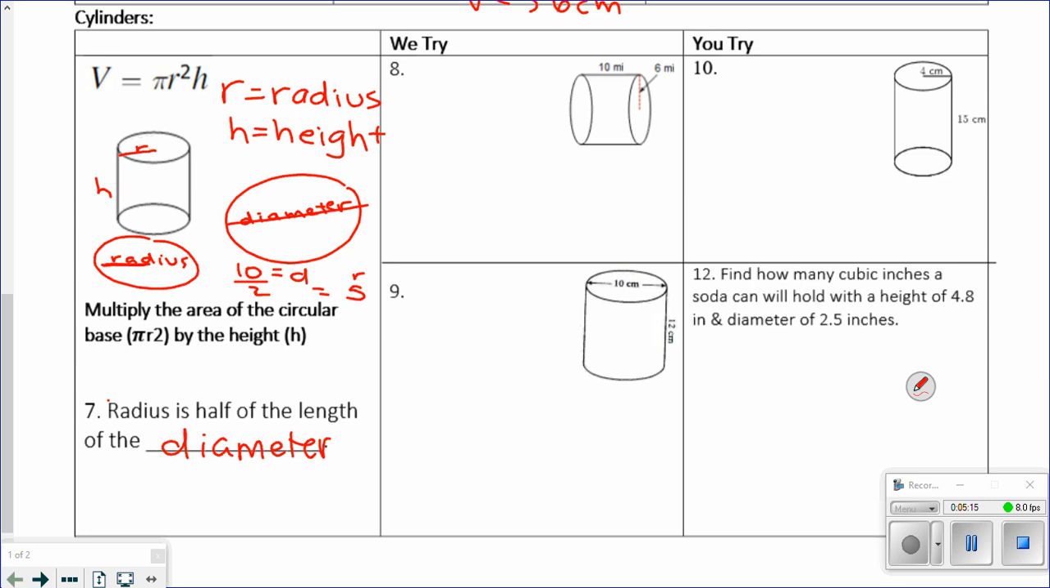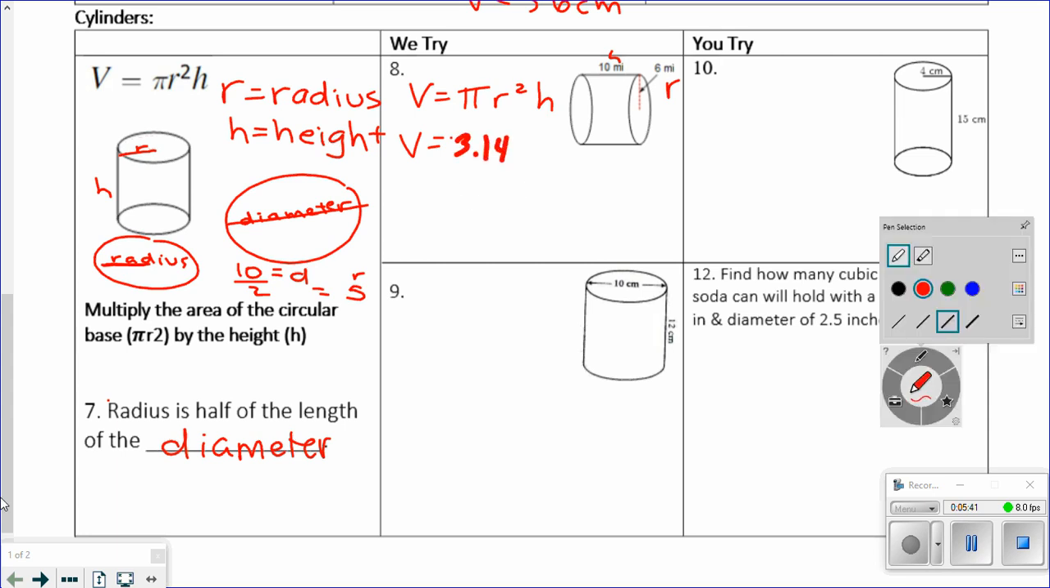All right, let's try number 8. So we've got a cylinder. It's tipped on its side, which is fine. And its radius goes halfway across, so we're going to use r as 6. Radius is 6, and its height is 10. Okay, so our formula, volume equals pi r squared h, and we'll plug in each of the numbers. We know pi is 3.14. We're going to be using that, so actually let's write 3.14 instead.